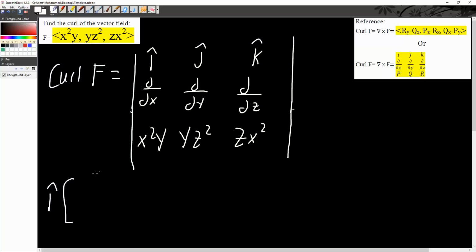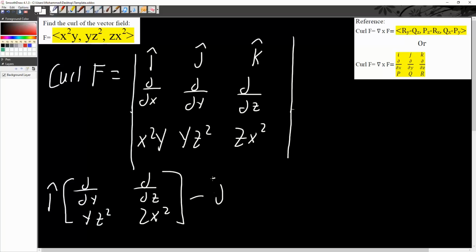So we have partial derivative in terms of y, and then y z squared, then partial derivative in terms of z, then z x squared. We go positive i, negative j, and then positive k. And with j, if you go diagonally to the right, we don't have four elements by doing this. So we go left, these two, and then right, these two.